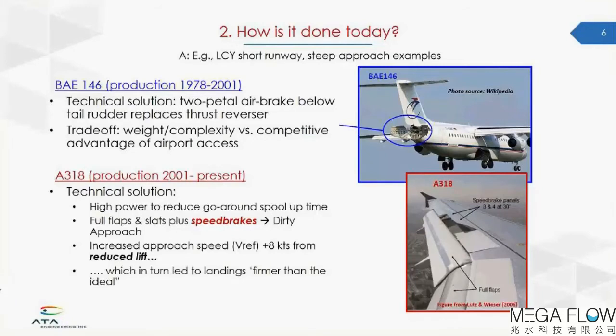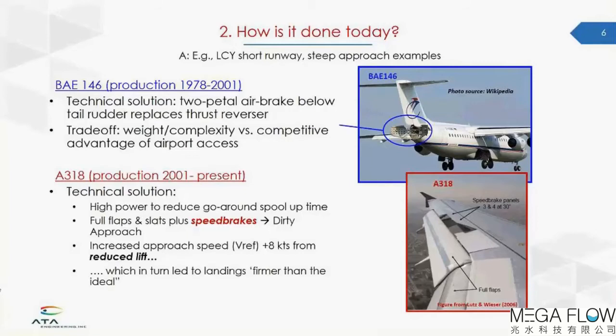required increasing the engine power to reduce the go-around spool-up time, and coming in much dirtier. They had to put in full flaps and slats, and they were putting in speed brakes. So they had high lift devices and lift-killing devices combined to generate drag, and because they had to do this, they had to increase their approach speed a little bit from the reduced lift. And some articles have suggested that the landings can sometimes be a little firmer than ideal.